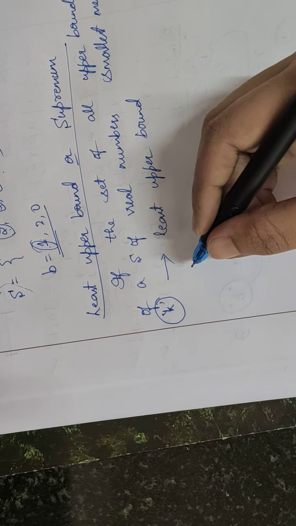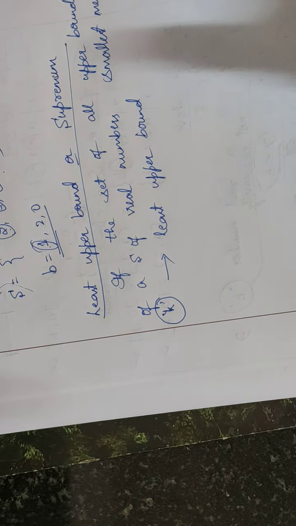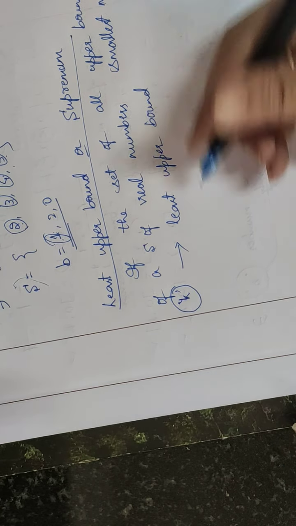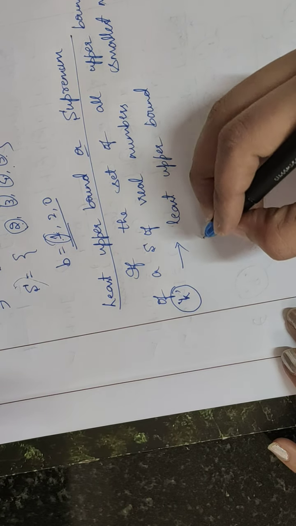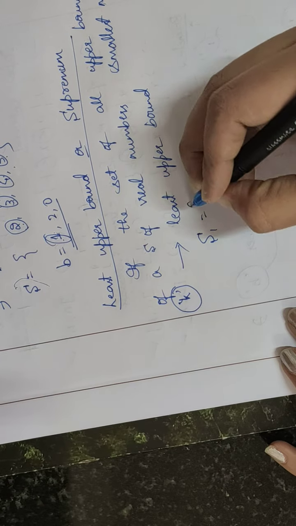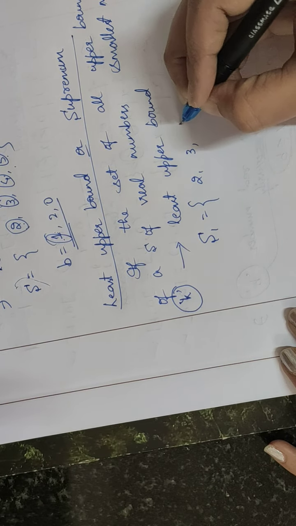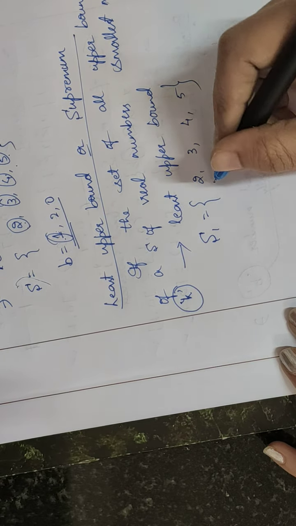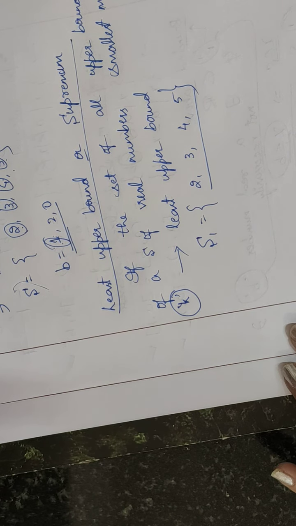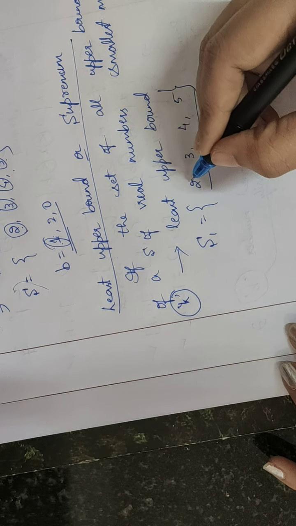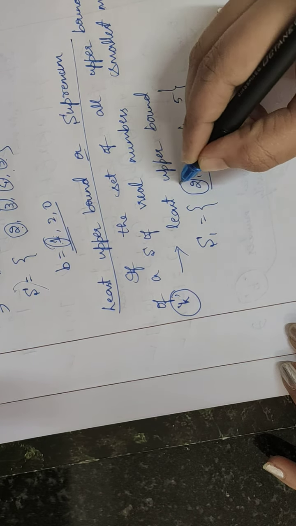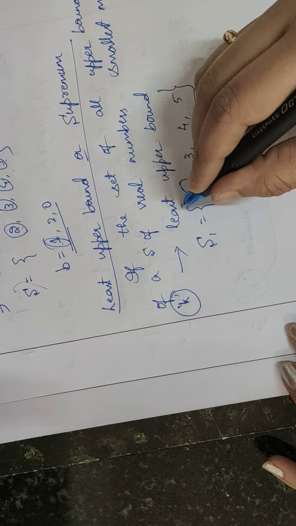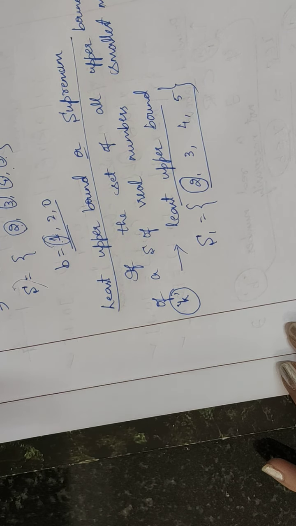For example, if you have a set of upper bounds like S1 is equal to 2, 3, 4, 5, in this the least or smallest member is 2, and this 2 is called the least upper bound.